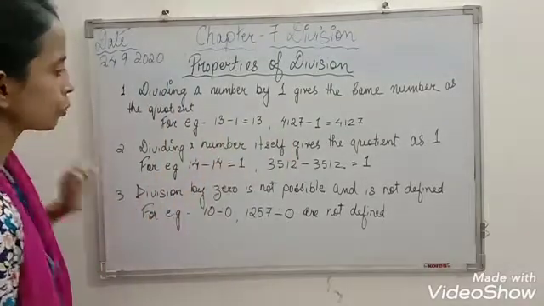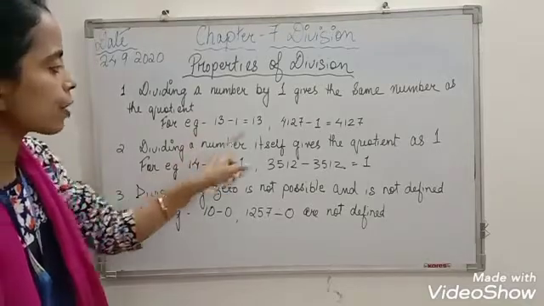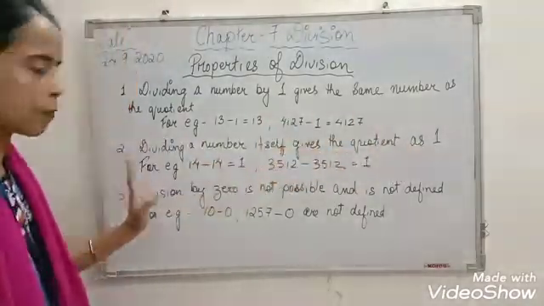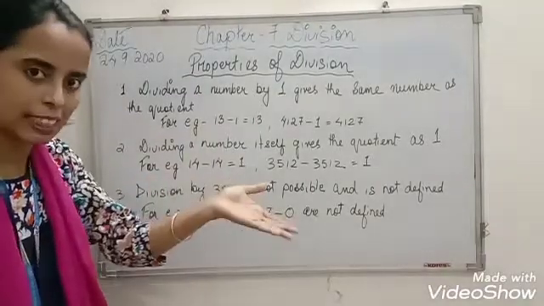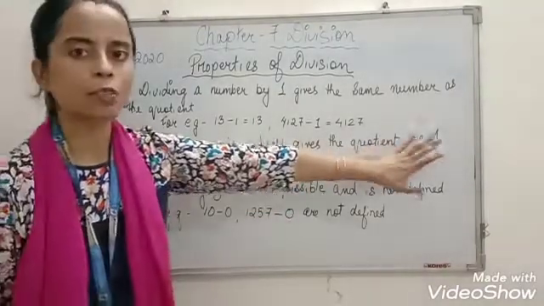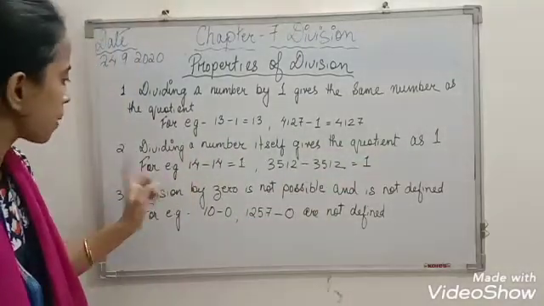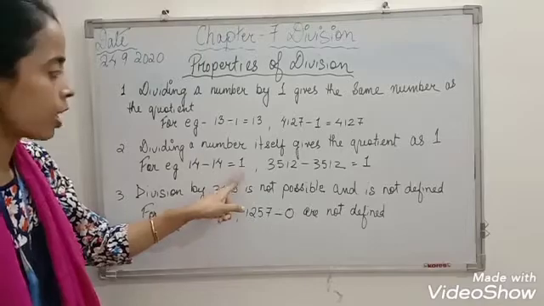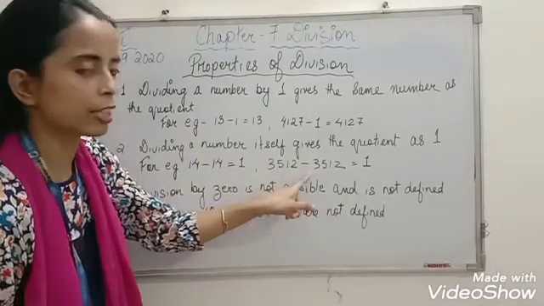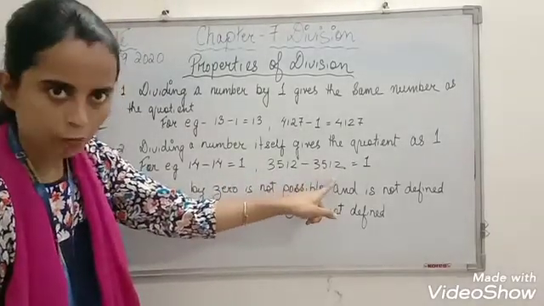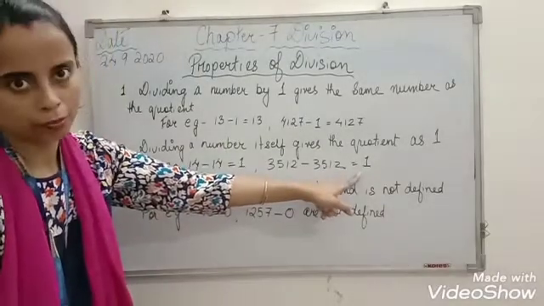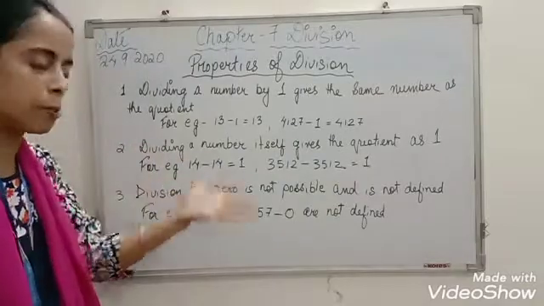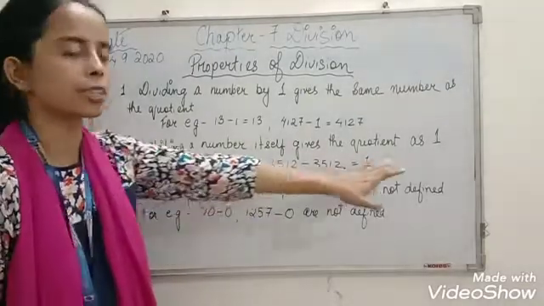Alright? Number 2. Dividing a number by itself gives the quotient as 1. That means when you divide a number by itself, what quotient will you get? 1. For example, 14 divided by 14, your quotient is 1. 2512 divided by 2512, your quotient is 1. Clear, children? When you divide a number by itself, you will get the quotient as 1.